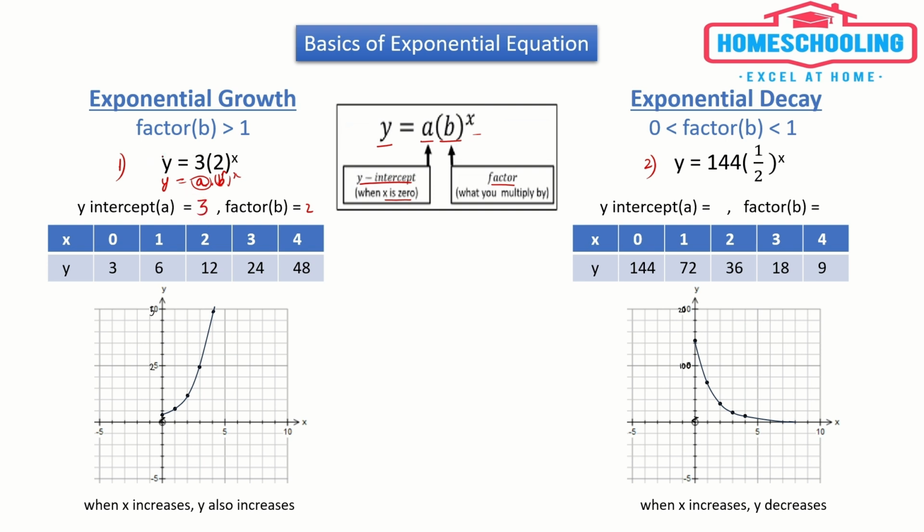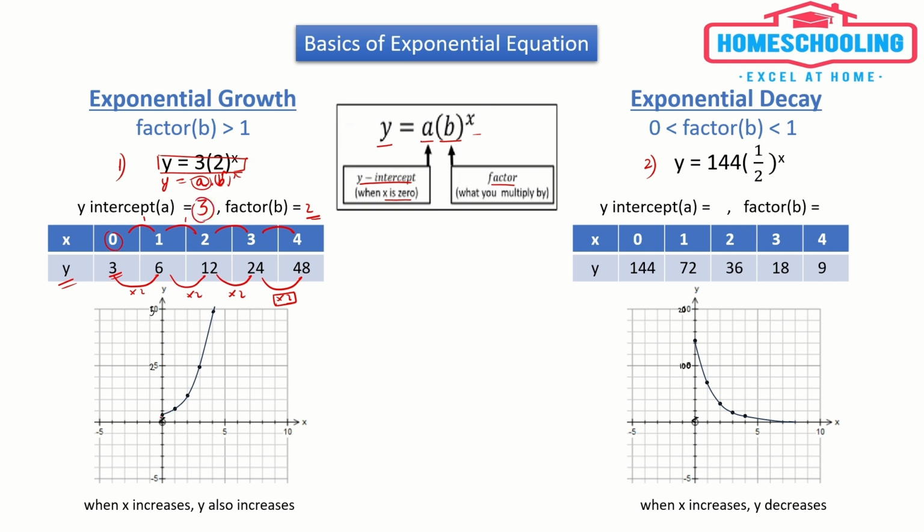Now let's put this exponential equation on the graph. This is our input-output table. As we can see here, when the x value is increasing by 1 unit, the y value is 2 times. The next y value is 2 times the previous y value. So from this we can say that our multiplier or our factor is 2 here. And when we put x value as 0 in this equation, we get y value as 3. So 3 is going to be our y-intercept.